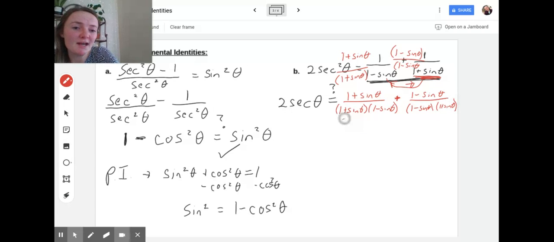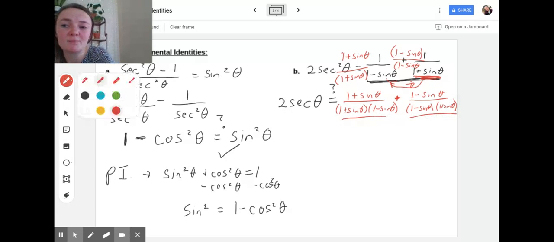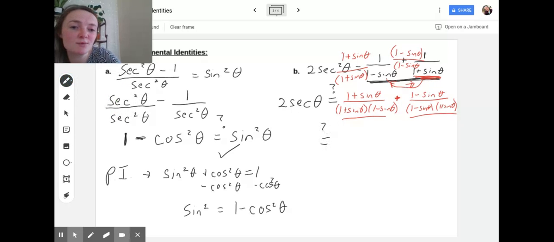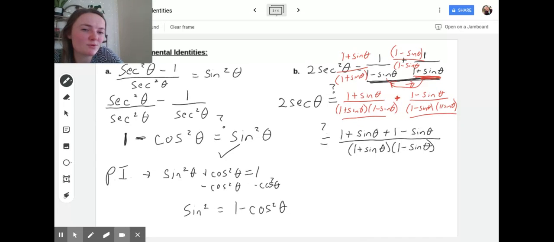Well, we see that I have a common denominator, so I'm going to go ahead and combine these because I have a common denominator. So let's see, if I combine these, I'm going to get 1 plus sine of theta plus 1 minus sine of theta, so I'm just combining the top, all over a common denominator of 1 plus sine theta times 1 minus sine of theta. So I want to know, okay, does it equal 2 secant of theta?